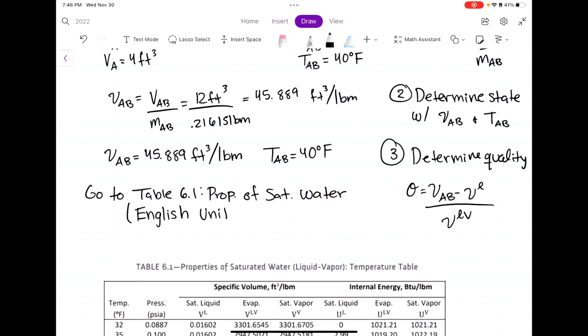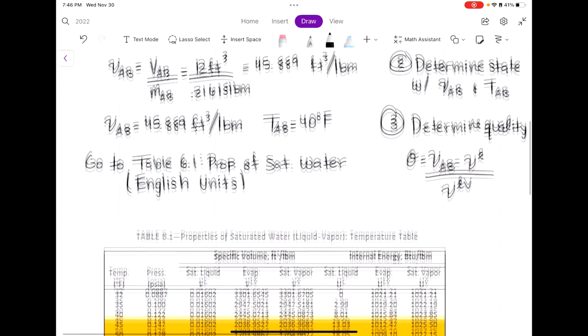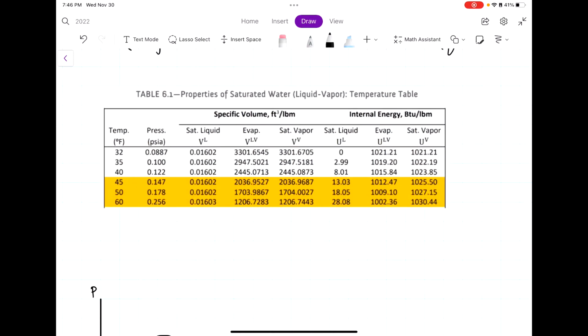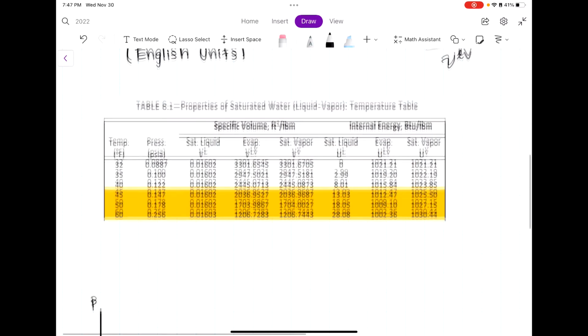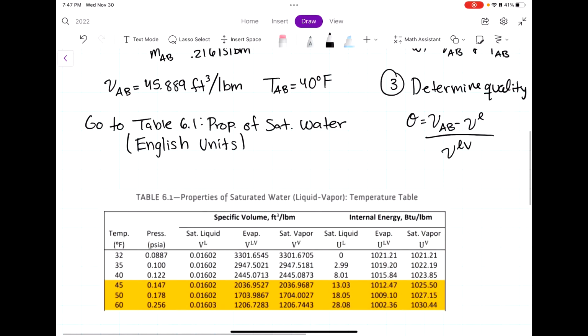And we're talking about pounds and feet cubed, so we're going to be looking at English units, not SI units. Okay. When you look it up, our tables look like this. I don't know how yours looks, but this is how mine look at the end of my textbook. And we're going to look for our temperature at 40 degrees Fahrenheit.